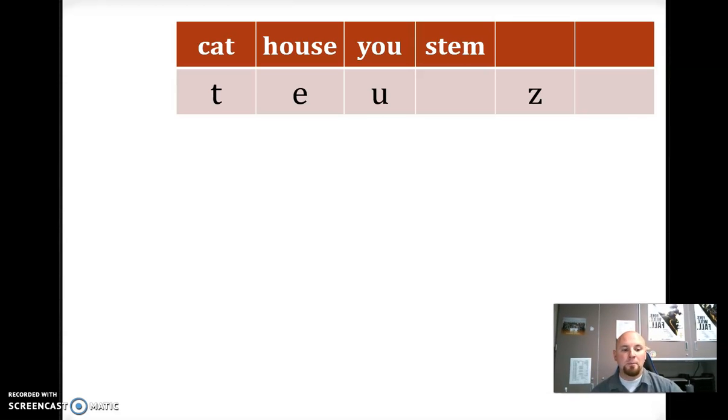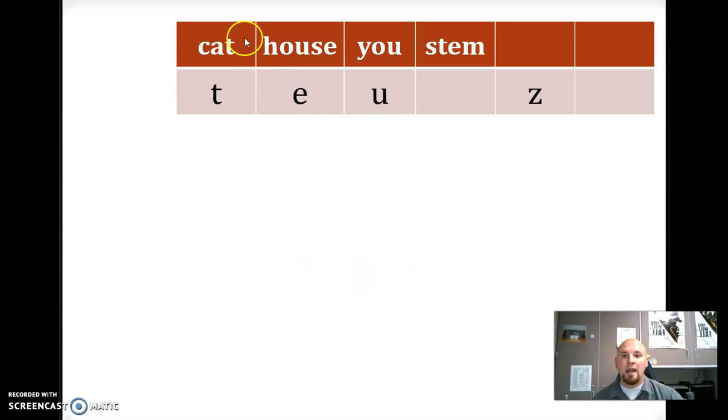Okay, so how do we represent a function? Here I have a function right here. Cat, house, use, stem, and then T, E, U. So something is taking cat and giving me a T. Something's giving me house and giving me an E, and use and a U, and stem. What would stem give you?